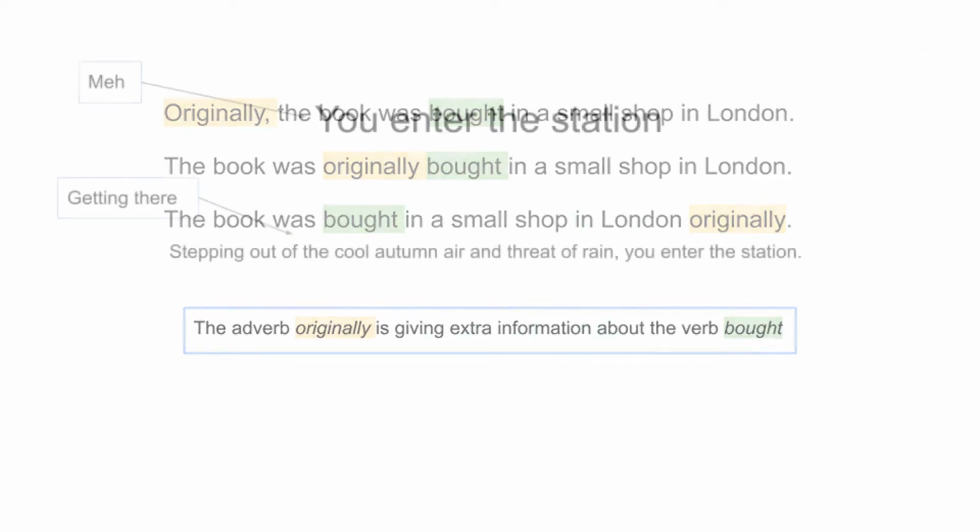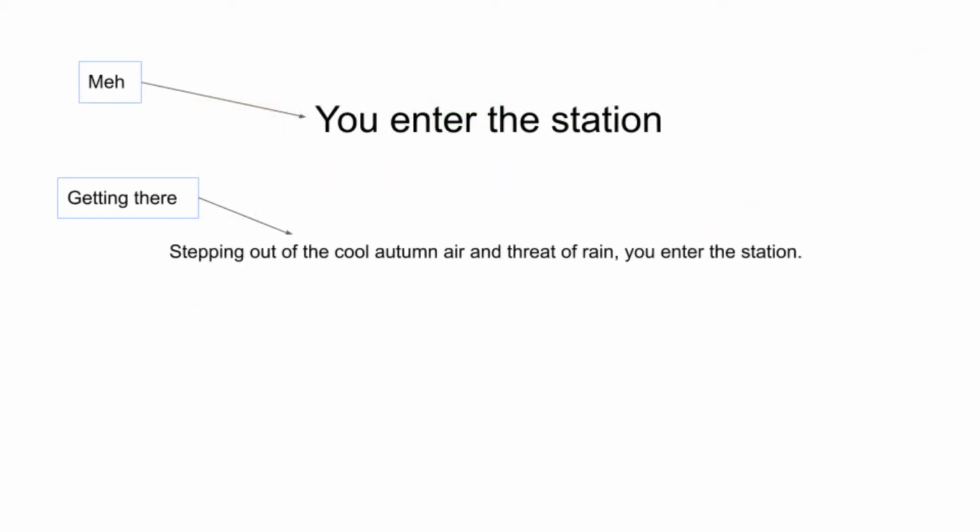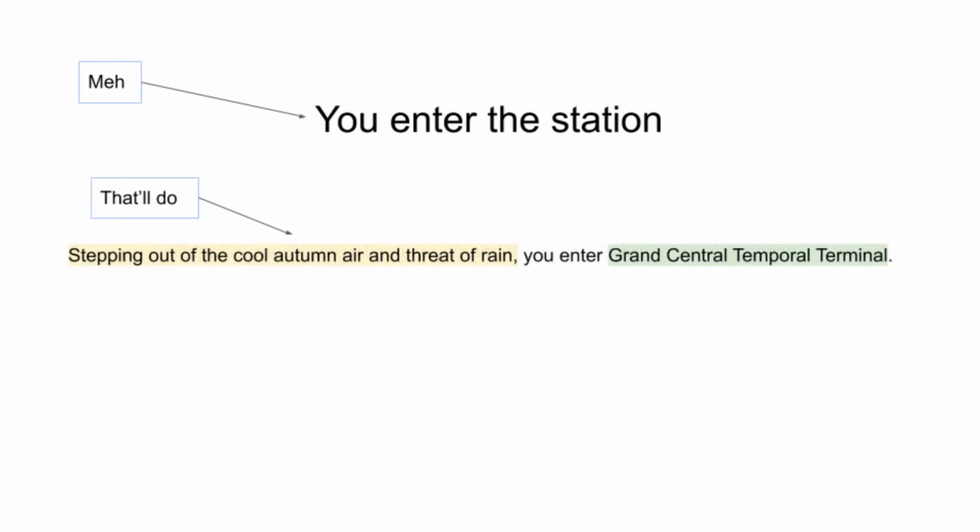Okay, back to our starting sentence. What else can we do? "The station." That's not very fun. How about a name? "Stepping out of the cool autumn air and the threat of rain, you enter Grand Central Temporal Terminal," because we're doing a time travel story. This is alright. Feel free to embellish it all you want, reshape it, rearrange it, delete it.